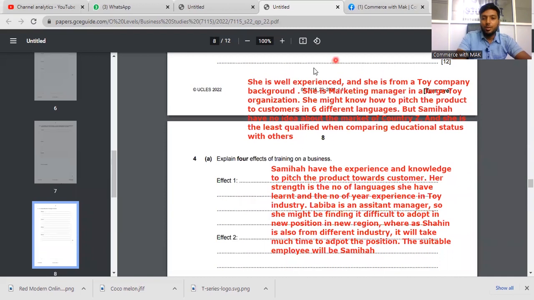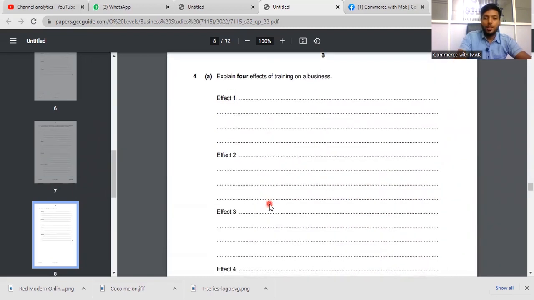The last topic we're going to discuss is about the effects of training. Explain 4 effects of training in a business. When I speak about effects, it can be good as well as bad. On the good side: less wastage, good employees treat customers in a better way, good customer relationship, and the brand image of the business improves. But in the bad way you can also write training cost increases, lower profits, and sometimes after training employees might leave. So I'm going to write one by one.